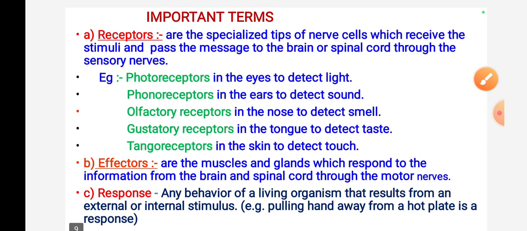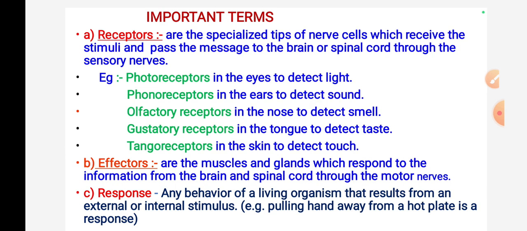Then important terms: receptor. Where are they? In sense organs. Receptors are the specialized tips of nerve cells which receive the stimuli and pass the message to the brain or spinal cord through the sensory nerves. Then we see different types of receptors. Photoreceptors are present in the eye to detect light.